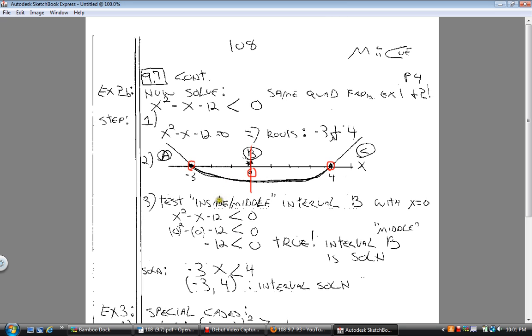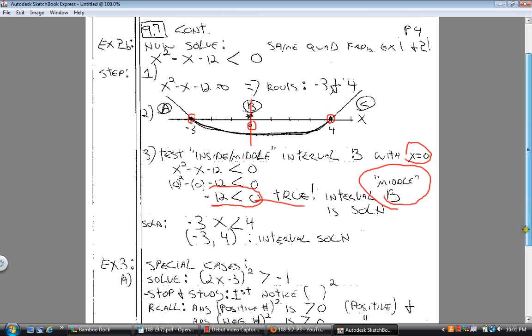And so here we go. Step 3, test for the inside or middle interval b with x equals 0. Simply plug it in, and this time we find out that once you plug it in, -12 is less than 0. Is that a true statement? And lo and behold, we say yes, it's true. Okay, so you found a solution. It's the middle, or the b, and then you go back up to your graph.